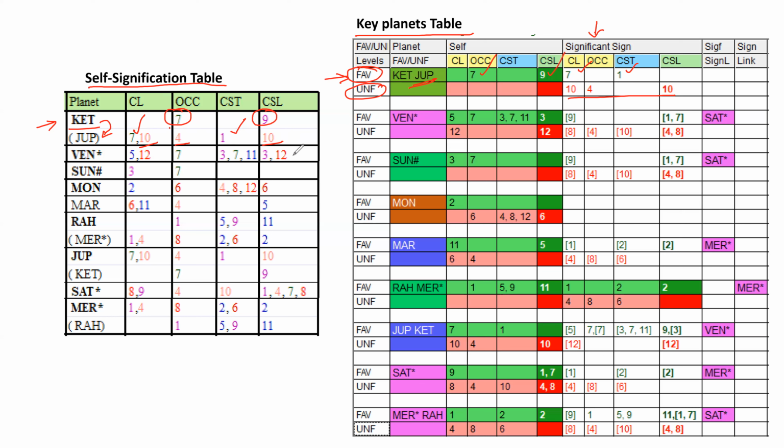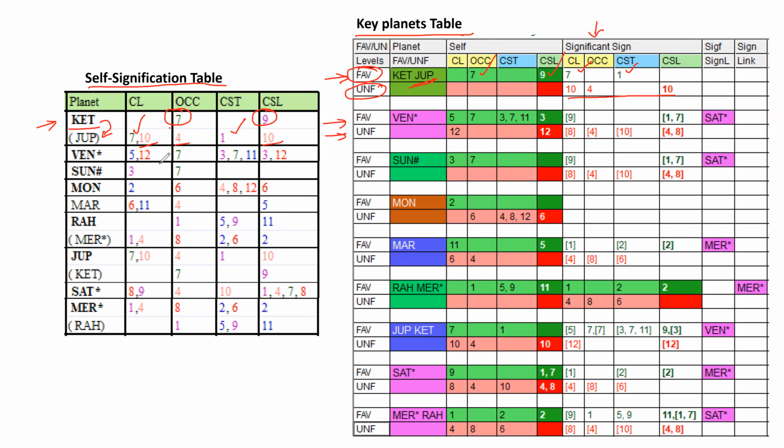It means each planet's favorable and unfavorable houses for a particular event are shown in the self-significance table in a single row. But in the key planets table, which is the base for the house grouping table, the favorable houses are grouped in one row and the unfavorable houses are shown in a different row below. Favorable houses separately, unfavorable houses separately.